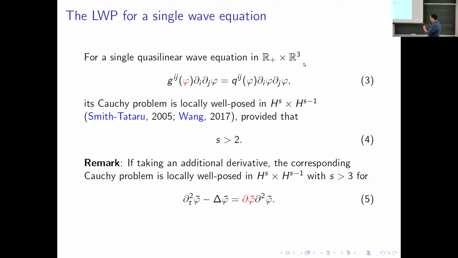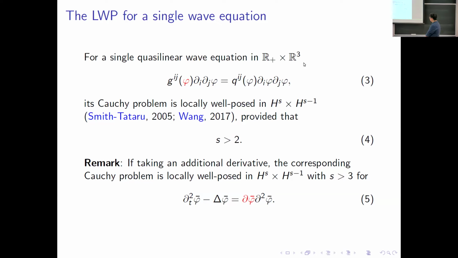The motivation is that we can start by considering a single quasilinear wave equation, equation 3. Its Cauchy problem is locally well-posed in H^s cross H^(s-1), as long as s is larger than 2. This was first proved by Smith-Tataru, and then proved with a more geometric method by Qian Wang in 2017.